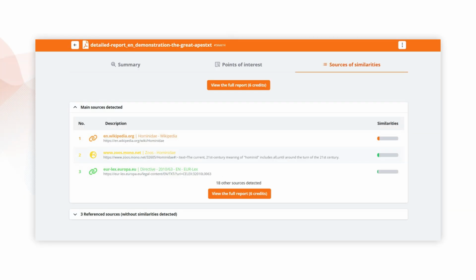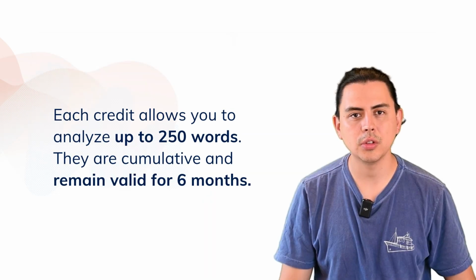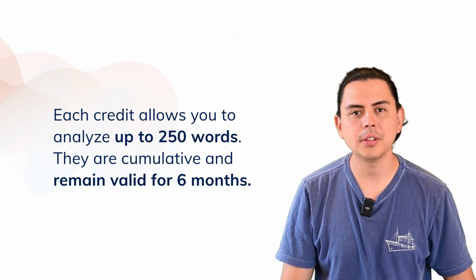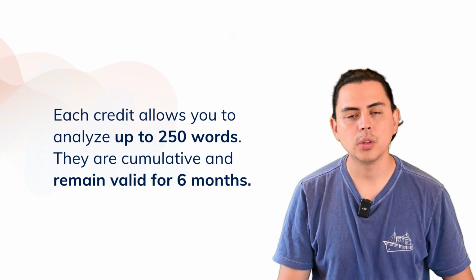Compilatio Studium tells you how many credits you need to run an analysis. Each credit allows you to analyze up to 250 words. Credits are cumulative and remain valid for 6 months, allowing you to review multiple documents as needed. Once the analysis is complete, you'll access your document list with a first look at the results. Let's explore the detailed report together.